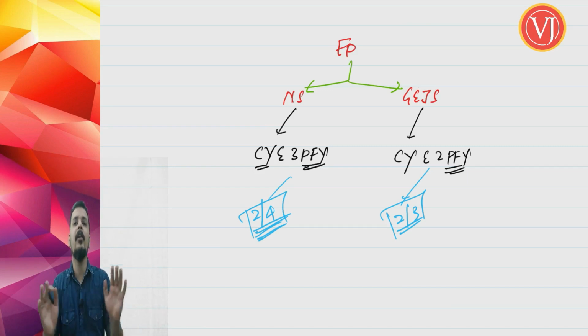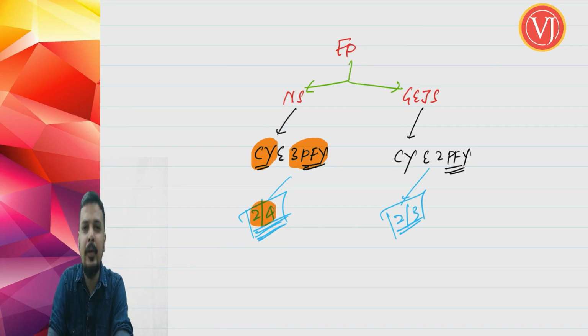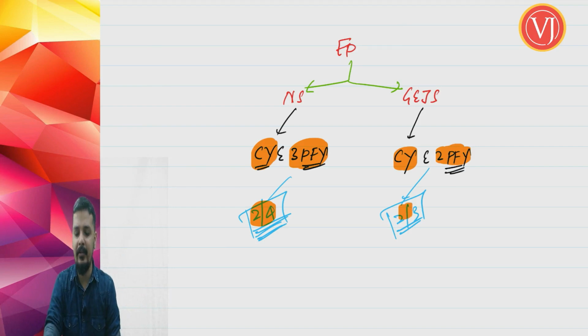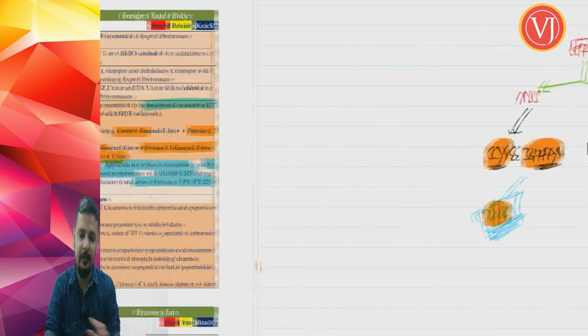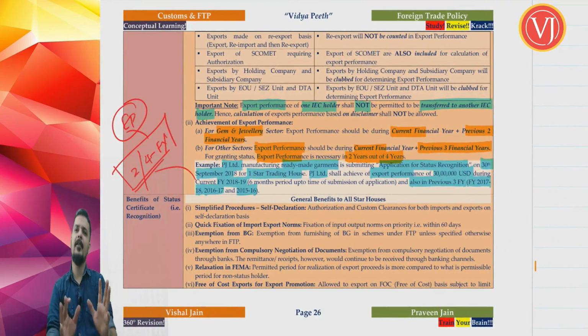So you need not prove your export performance in all the 4 years. If we are talking about normal sector, what is taken into calculation is current financial year and 3 preceding financial years. You prove your export performance in 2 years out of these 4 years. And if it is gems and jewelry sector, you have to prove your export performance in current year and 2 preceding financial years. Not necessary in all the 3 years. You prove your export performance in 2 out of your 3 financial years. One is current financial year and the other 2 are previous financial years. So that is the important point that you have to remember. Now friends, you might ask, we have discussed about your star houses.